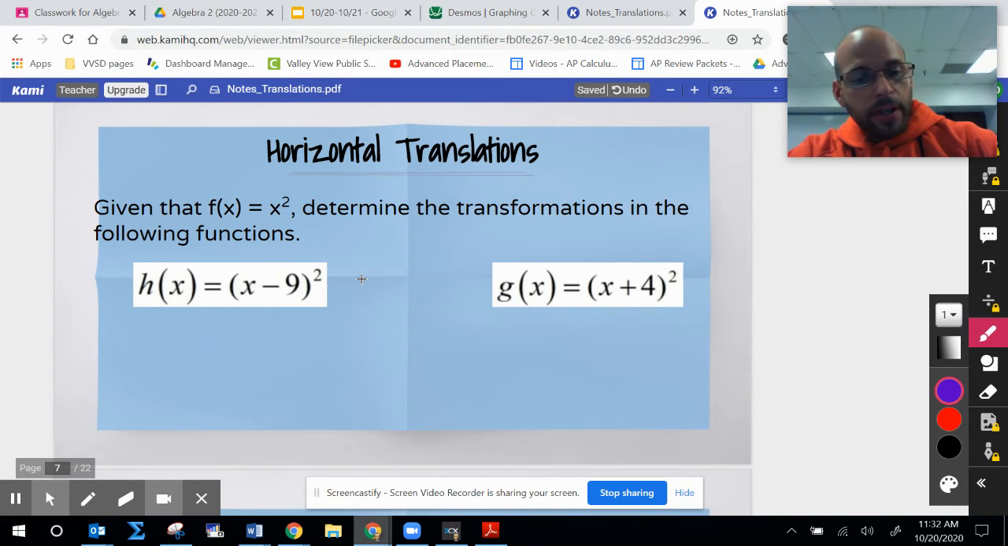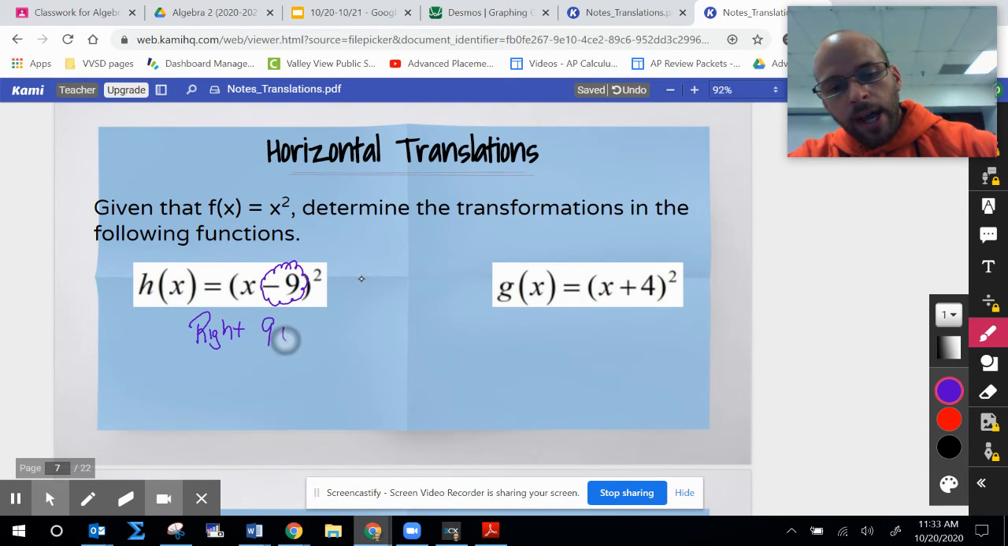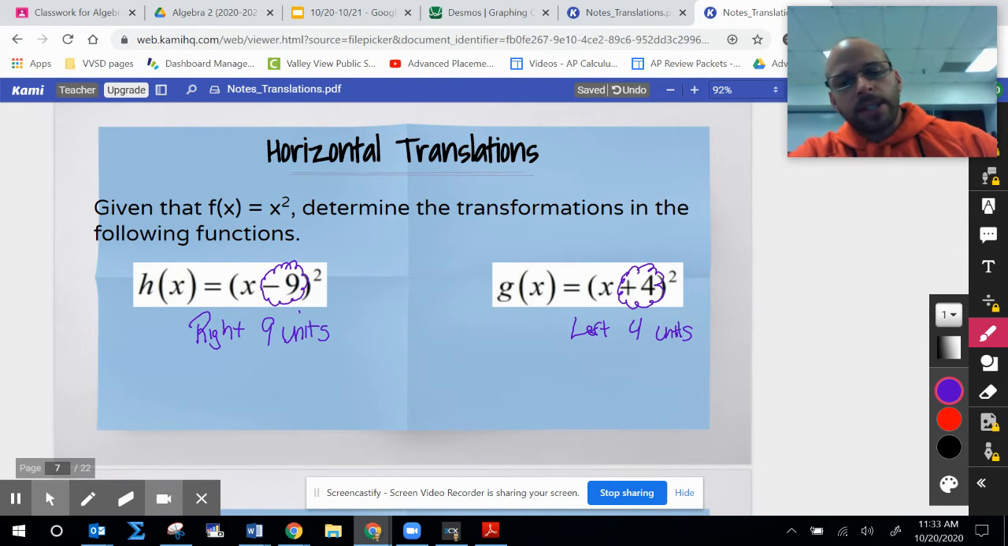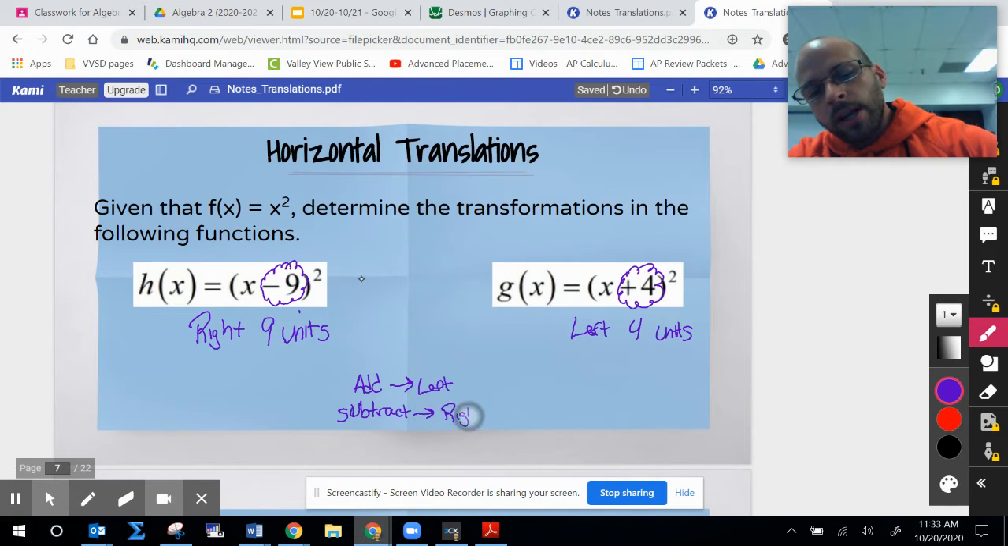So the first one I have, again, I subtract 9. When you subtract to the inside, this is going to go right 9 units. Now, if you were to add 4 to the inside, that's going to go left 4 units. I'm going to keep writing the same note over and over. If you add to the inside, that's going to go to the left. And if you subtract, that's going to go to the right.